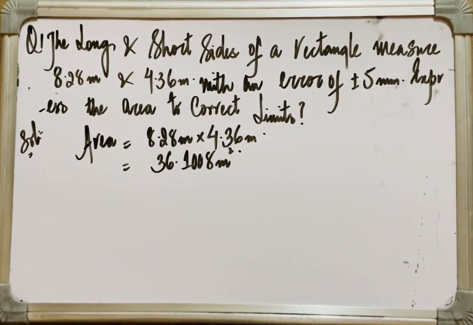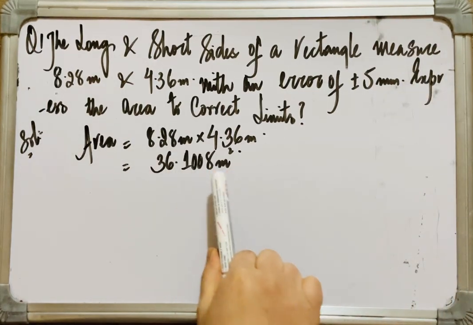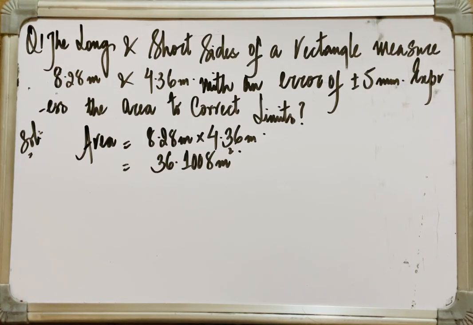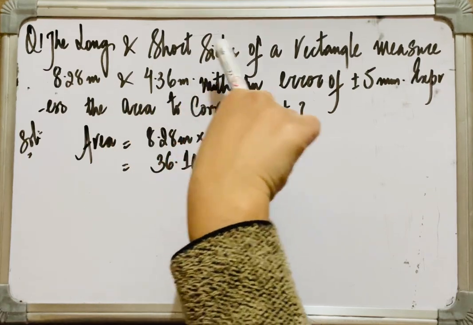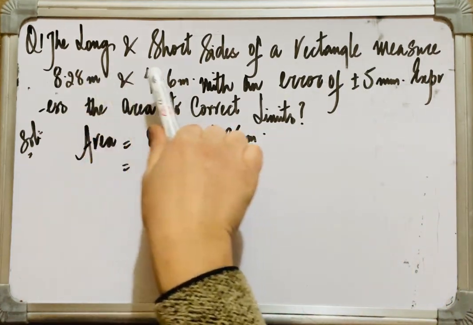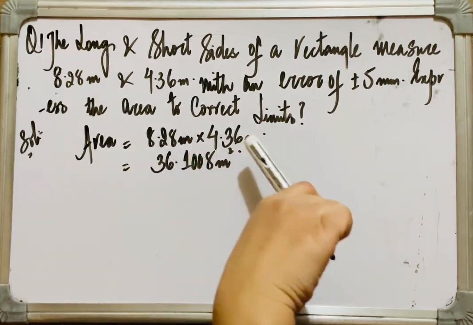All right. Now, the question says express the area, but to correct limits, that is, this thing will come into play. Each side, the longer side as well as the shorter side, has an error of plus minus 5 mm. So we have to calculate the combined effect of the errors in the individual observations on the derived quantity, that is the area. We will use the general expression for the product of two quantities, because area is the product of two sides in case of a rectangle.